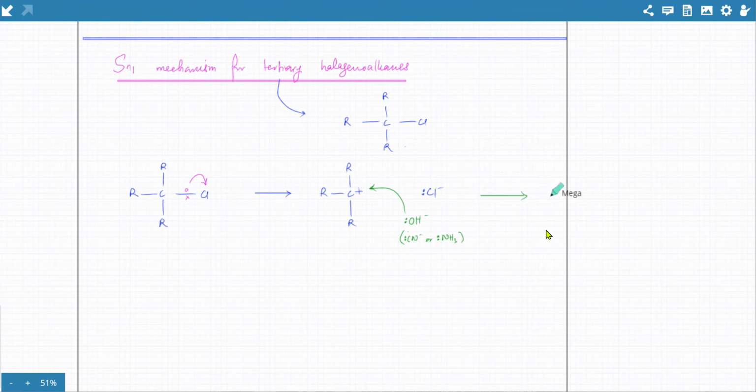So it's going to be R, and there's going to be OH attached to the carbon atom. Now this is a proper two-step reaction. We have a slow step, and you also have a fast step. And this in the middle is your carbocation intermediate.